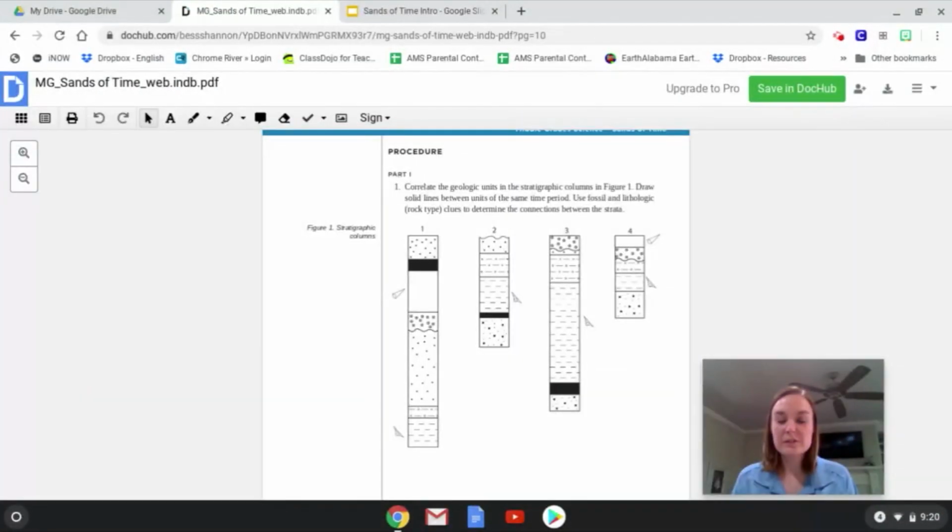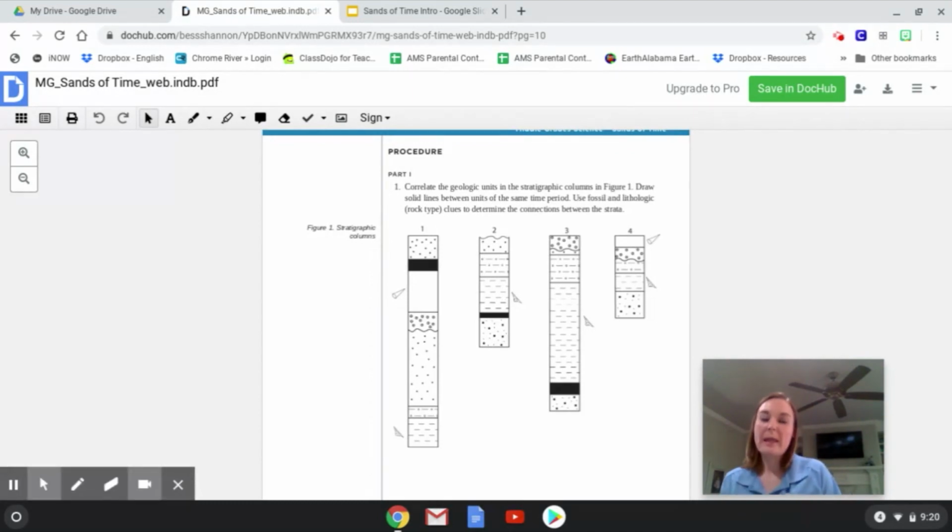The first student sheet that they have is going to look like this one. Basically all it's asking the students to do is to start making comparisons between similar rock layers. The directions say to correlate the geologic units in the stratigraphic columns in Figure 1, draw solid lines between units of the same time period, and use the fossil and lithologic or rock type clues to determine the connections between the strata. These directions scare students.